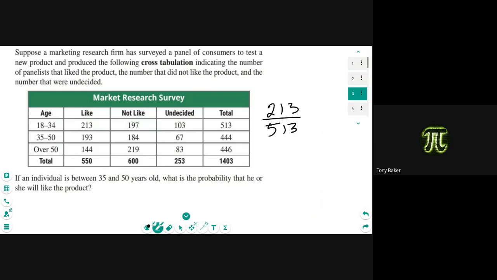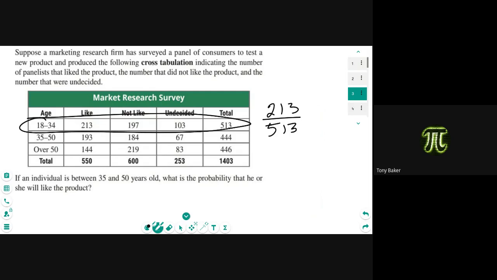So what's the total down at the bottom saying? That's the total that liked. So if I said the other way, if I said given that the product was liked, what is the chance that they were a 50-year-old? That's 144 over the 550. So that's the one I'm looking at. That's the given. I gave you 18 to 34-year-olds. The total is 513 18 to 34-year-olds.